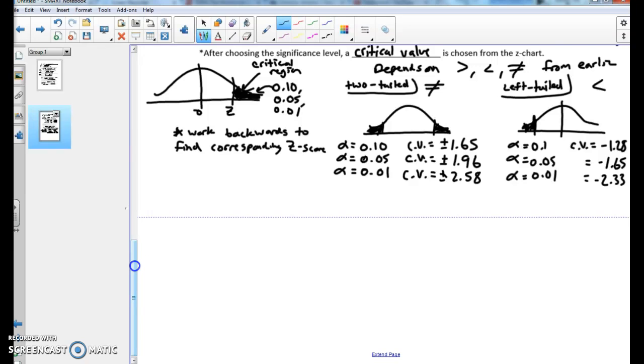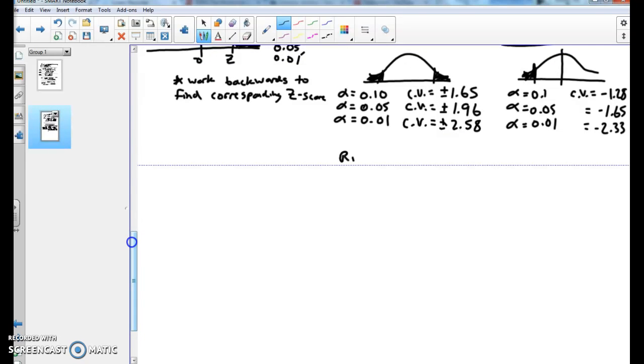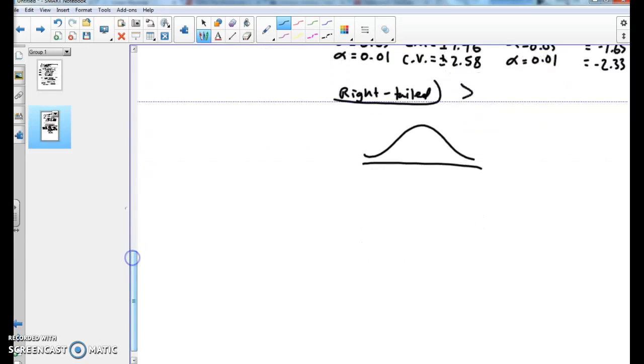Okay. And the last one, hopefully you have room. I know I'm kind of running out of room here, is when it's right-tailed. And that would be, instead of being less than, now we are greater than. And our graph, there we go, there's our distribution. Here's the mean. So we are above. Okay, so we're looking like this.